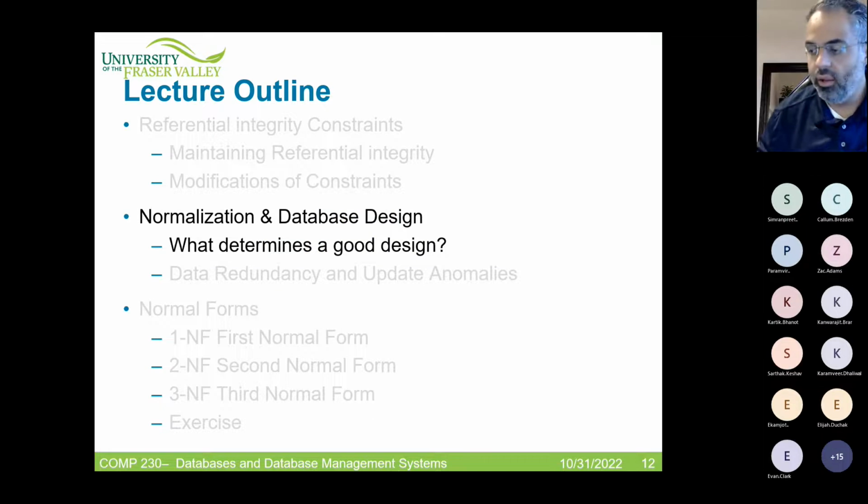I want to add it as a referential integrity constraint to be considered as a part of the DDL query. We are done with this. Any question before I go to normalization?